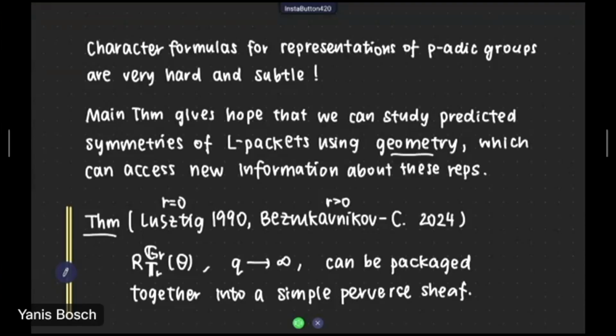If you let that power of q go to infinity, then all of these representations can be packaged together into a geometric structure given by something called a perverse sheaf. This was a remarkable breakthrough of Lusztig in the 1980s when character sheaves were first defined, and in 1990 when it was shown to have good relations with Deligne-Lusztig theory.